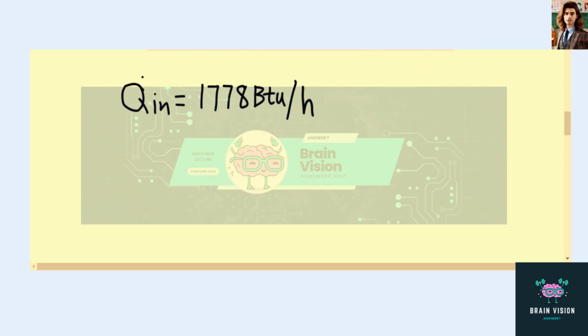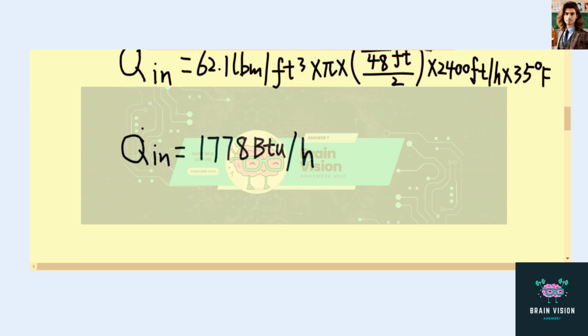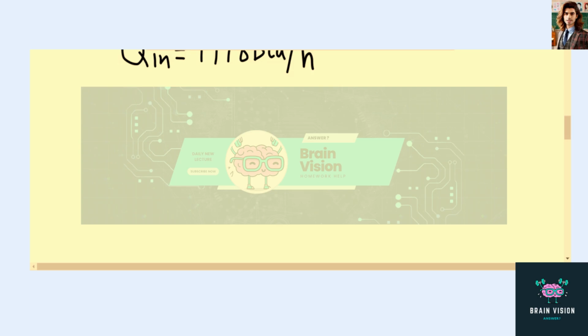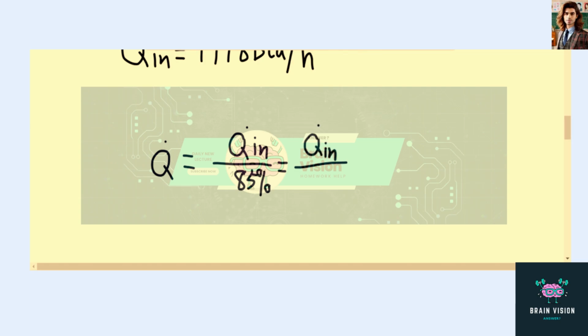So now let's determine the amount of heat generated by the electronic devices mounted on the cold plates. Since the question says that the remaining 85% is removed by the cooling water, which is the heat transfer into the water, the total amount of heat produced by the electronic devices should be equal to, let's say, Q dot is equal to Q dot in divided by 85%, which is equal to Q dot in over 0.85.